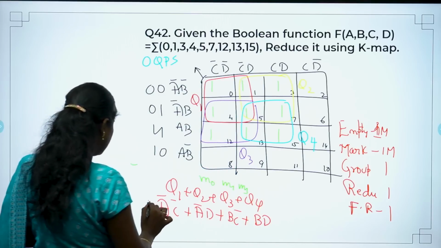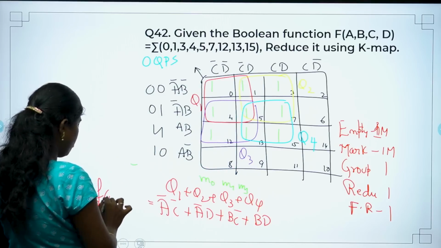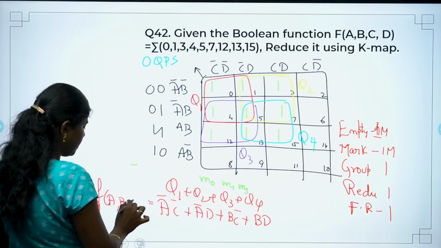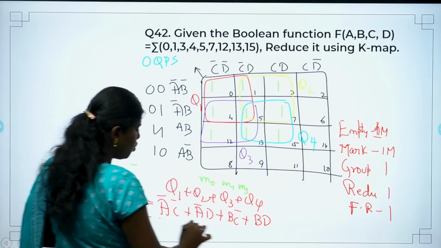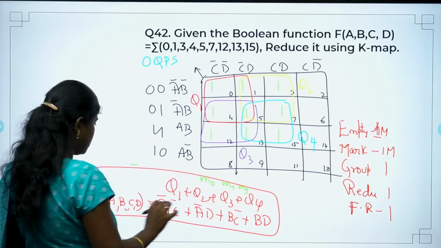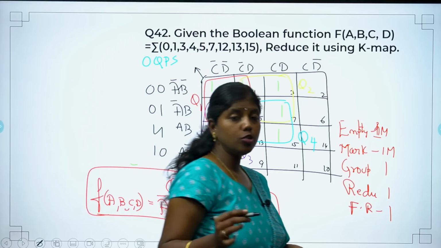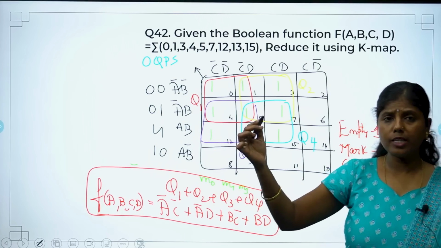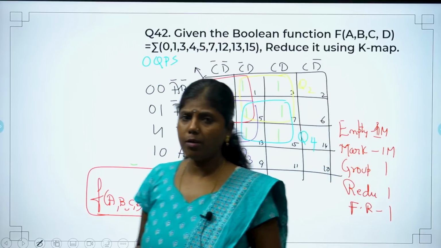Okay, BD, and this is going to be what? F of ABCD. So this is how you're going to get the marks. Is the point clear? So it's not that you have to write a very big expression and then try solving it in many number of steps.